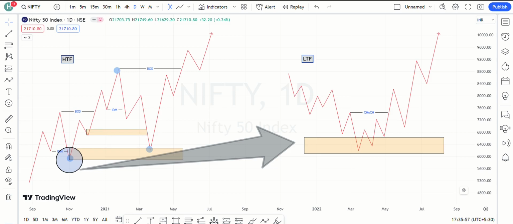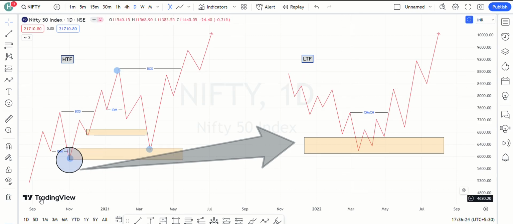If you consider 5 minutes, you have to take 1 hour as the higher time frame, and if you consider 15 minutes as the lower time frame, you have to consider 4 hour as the higher time frame. So in this video, I'm going to explain how you should take an entry in a lower time frame by considering a higher time frame. This is the image which I showed. On the left is the higher time frame and on the right is the lower time frame view.